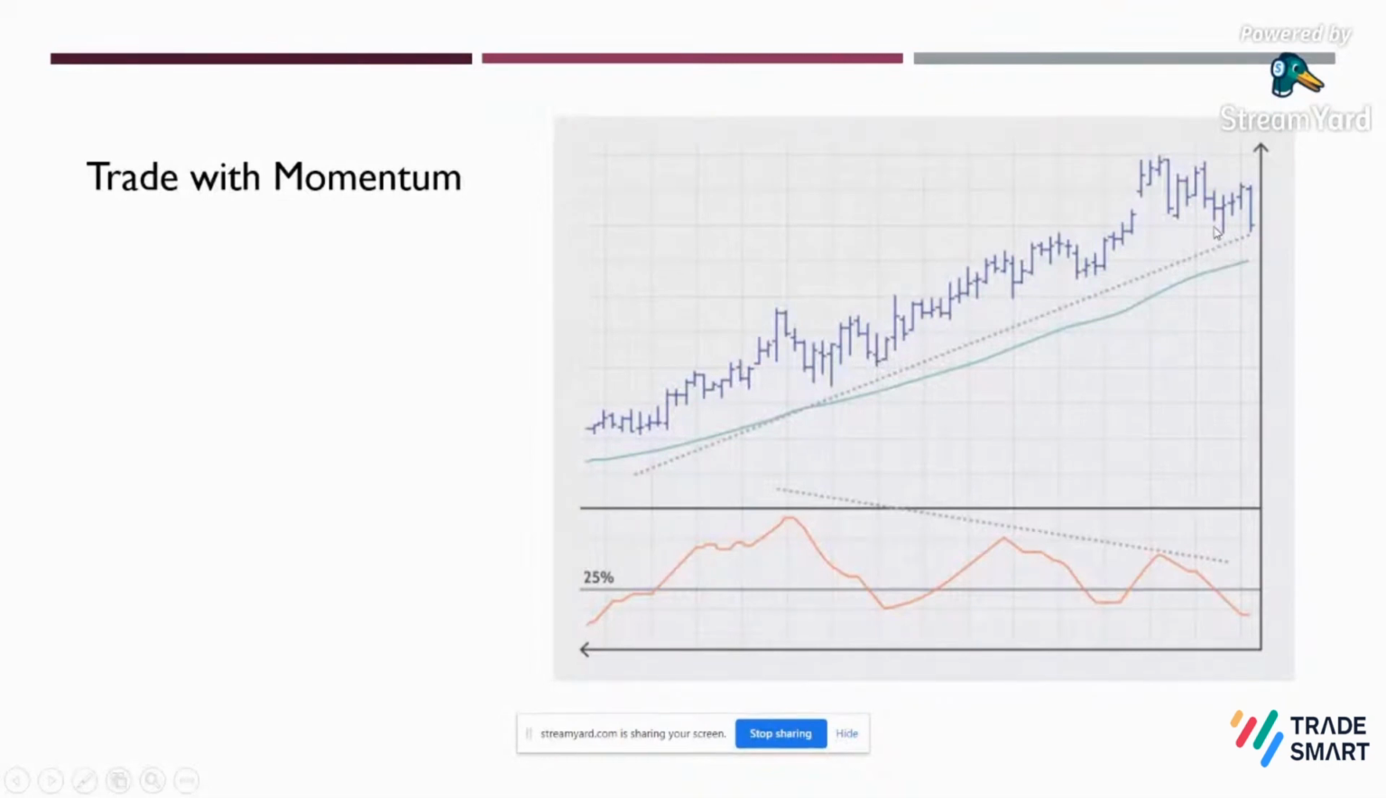Momentum is basically the velocity of price, like how price is moving. So we should always use our ADX strategy to trade with momentum. It will help us gain a good profit in the market.